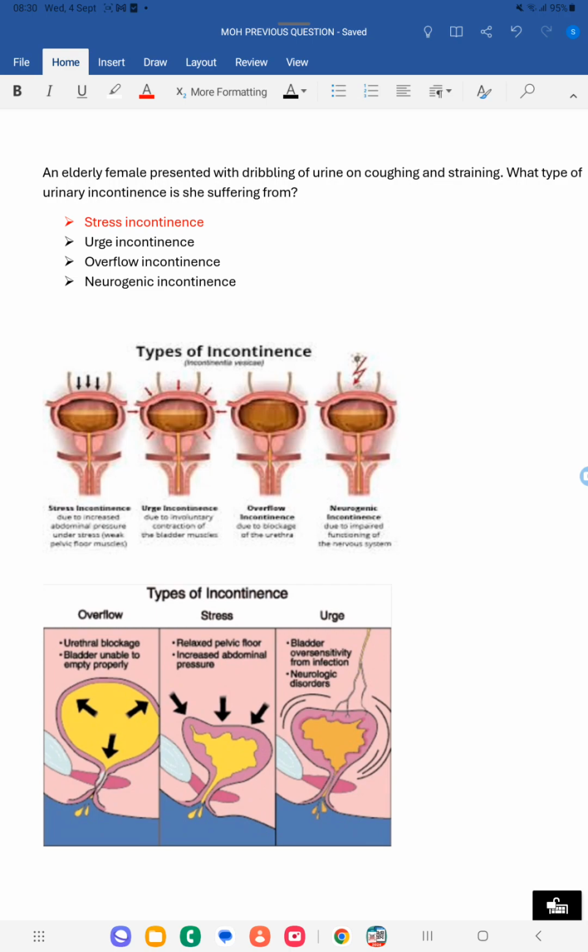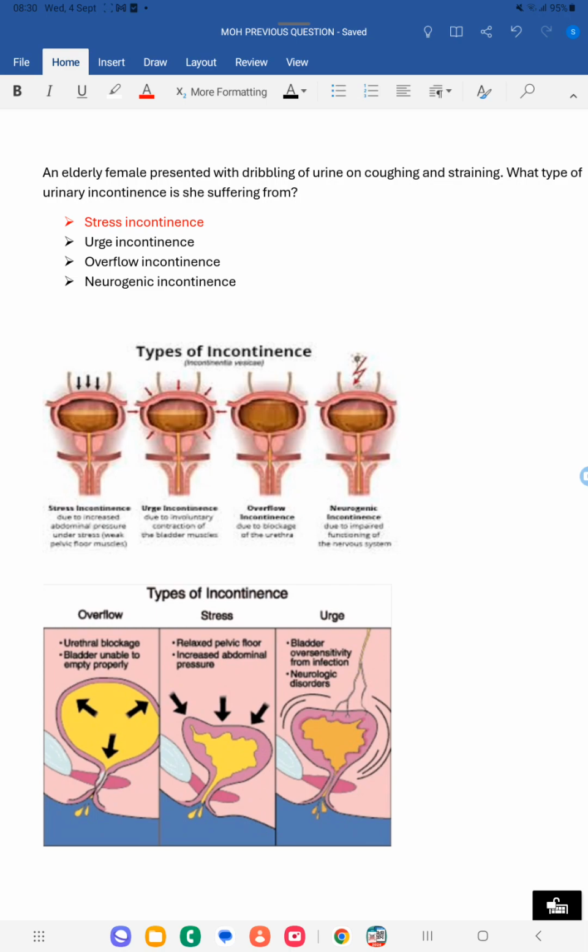Overflow incontinence is because of a blockage of the urethra. There is a blockage in the urethra, maybe due to prostate gland enlargement or a tumor formation. When this blockage is removed, suddenly you will get an excessive flow of urine, that is called overflow.